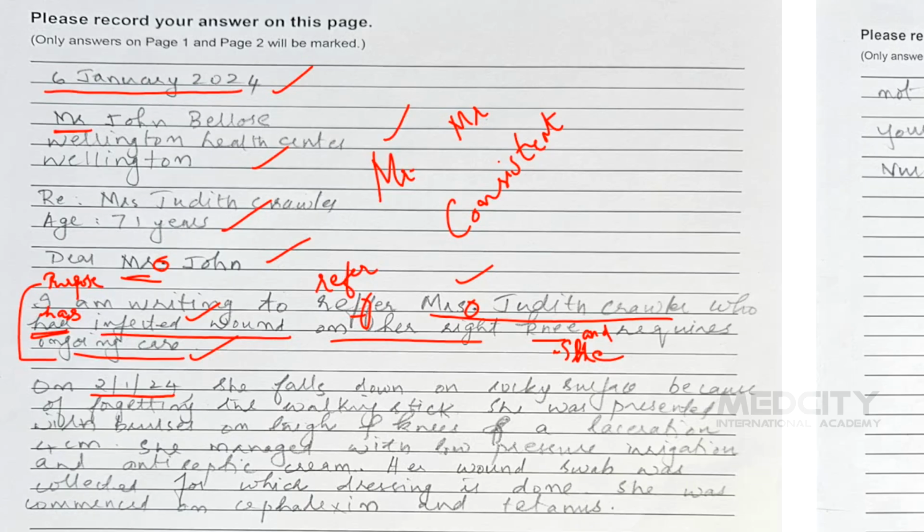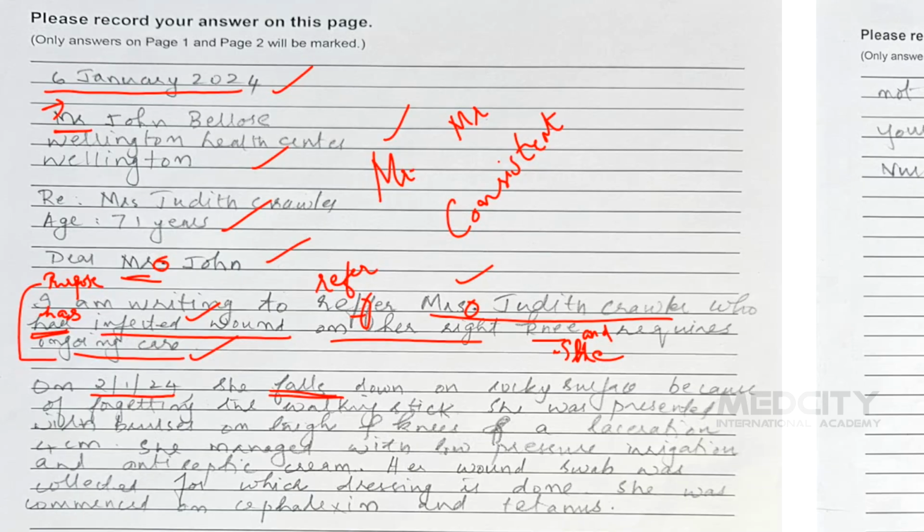Inconsistency shouldn't be there. So you have to stick on to one. Since you have started with this format throughout the letter, you have to follow the same format. On 2-124, she falls down on rocky surface because of forgetting the walking stick. Now here she falls down.